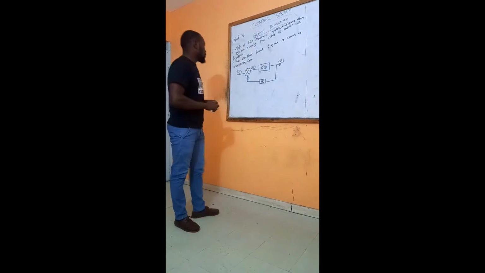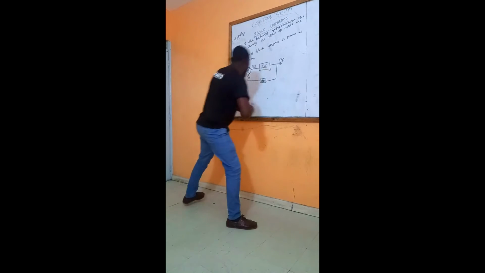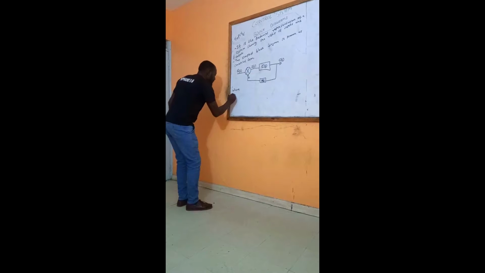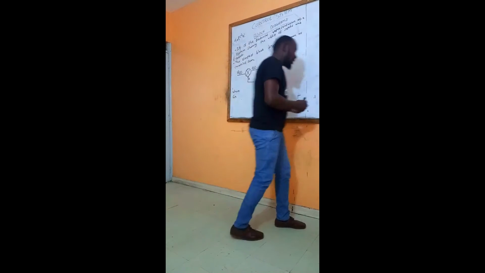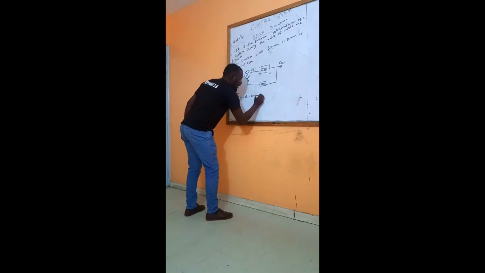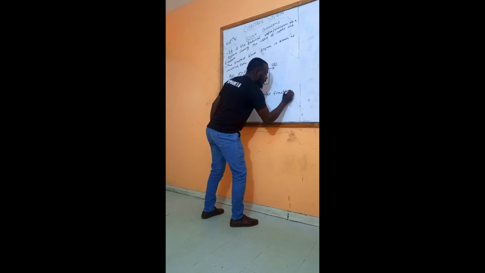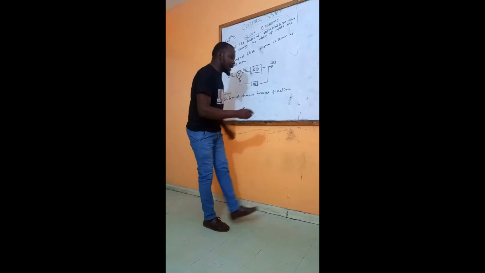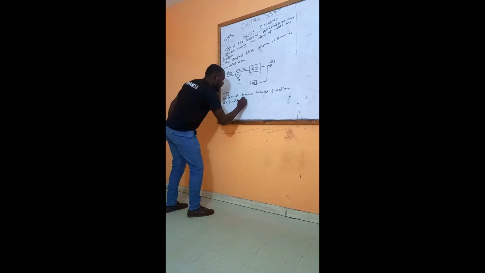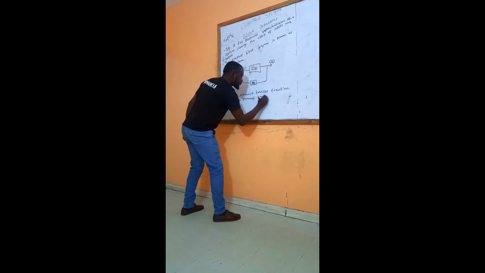If at all you have passed through topic 1, you will know all this stuff. Let's start with this G. G is the forward element transfer function. And then let's go to our H. H is our feedback element transfer function.